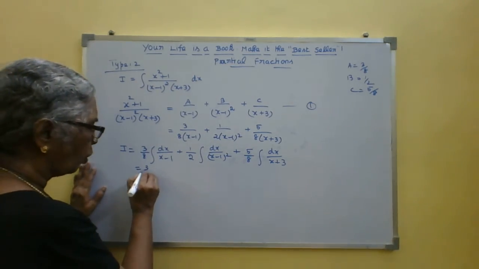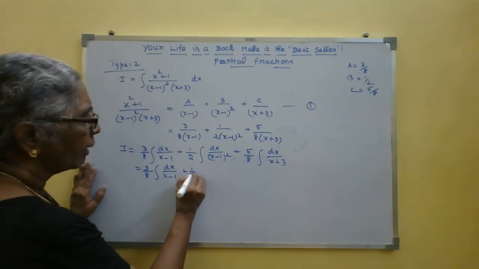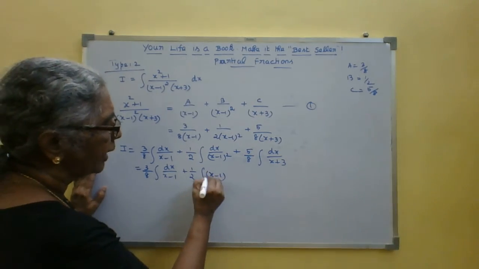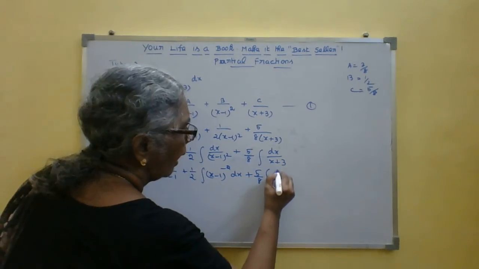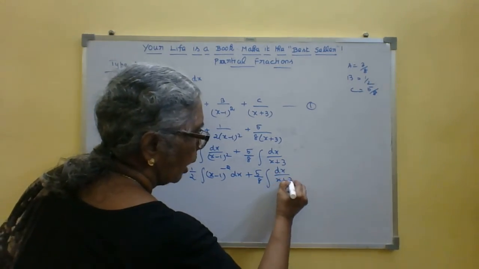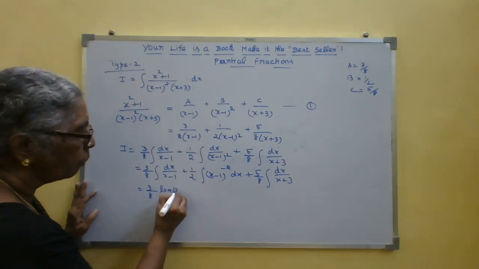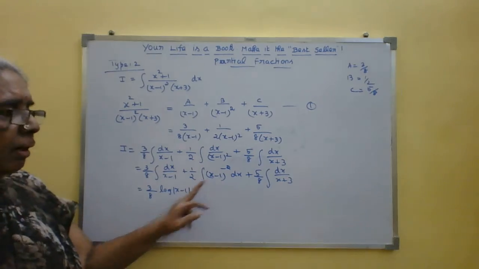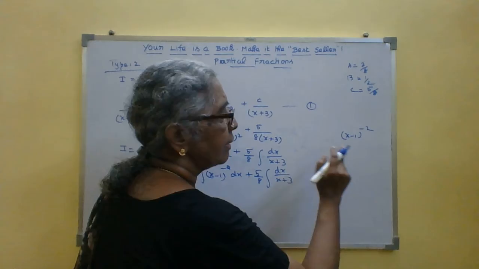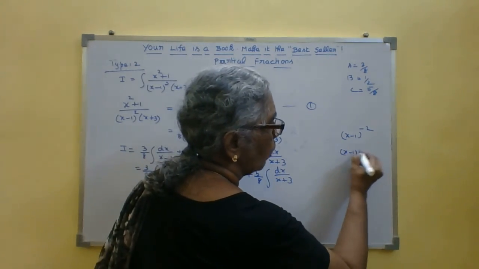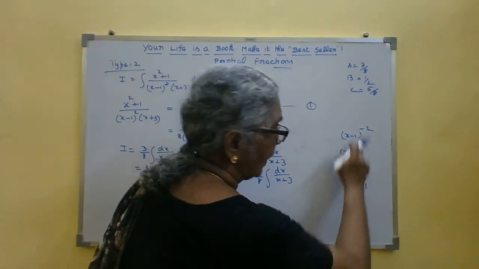So now let me write one more step. 3 by 8 integral, write it as it is, okay? Here write 1 by 2, you can write x minus 1 power minus 2 dx. Then here you can write 5 by 8 and write it as it is. Now things are simple for you. So now first one will become 3 by 8 log mod x minus 1. So here it is x minus 1 power minus 2. So when you integrate it, what will happen? You will get x minus 1 power minus 2 plus 1 by minus 1. It is nothing but minus 1 by x minus 1.